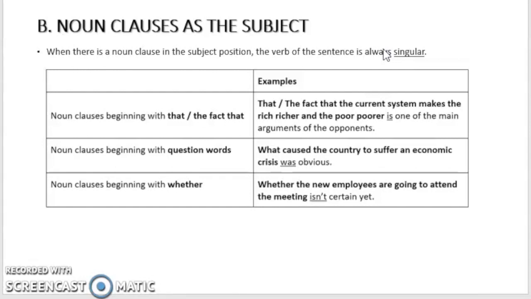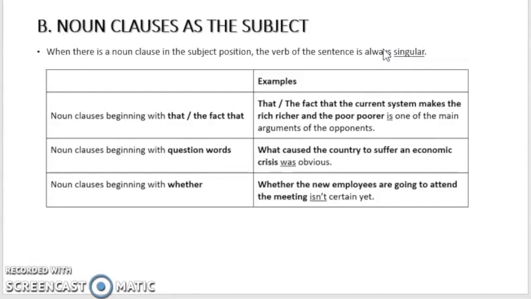For example, that or the fact that the current system makes the rich richer and the poor poorer is one of the main arguments of the opponents. In the sentence, that or the fact that the current system makes the rich richer and the poor poorer is the noun clause beginning with that or the fact that, and it functions as the subject of the sentence.